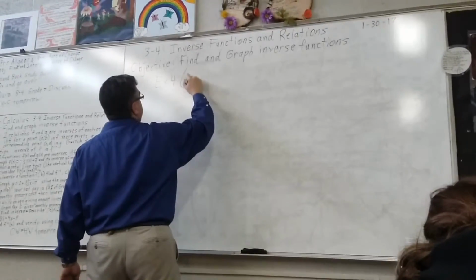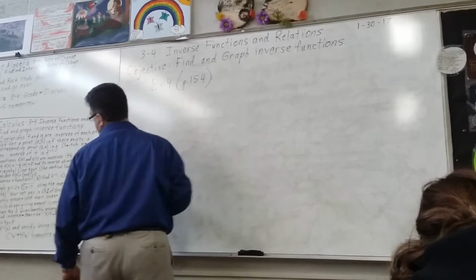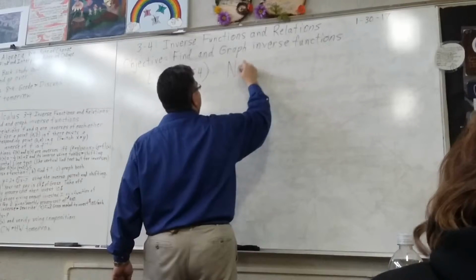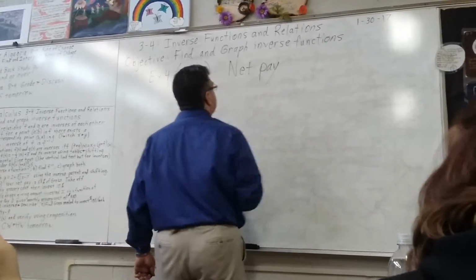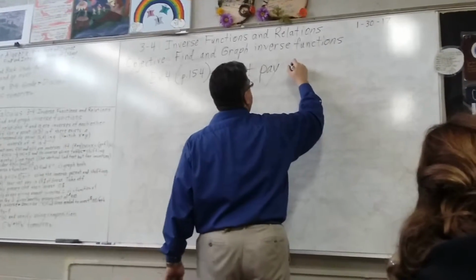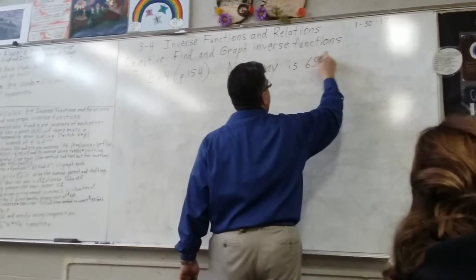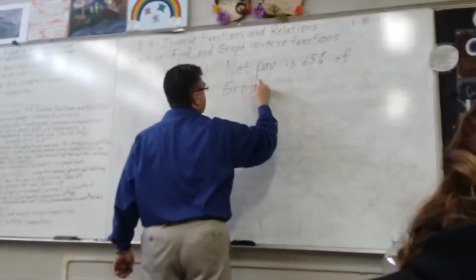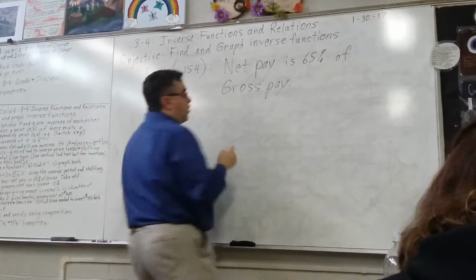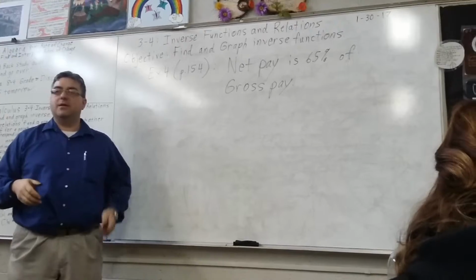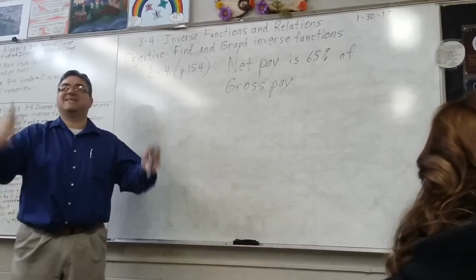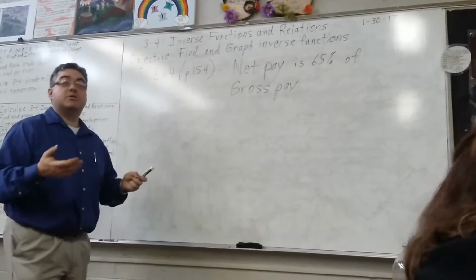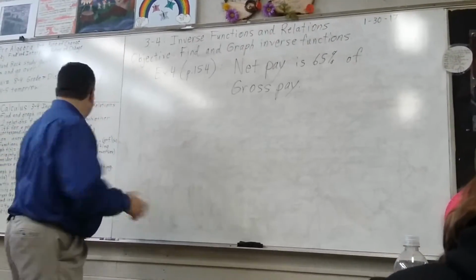Example 4, which is on page 154. Your net pay is usually about 65% of your gross pay. Your gross pay is how much you would get if they didn't take taxes out and Social Security and everything else. Your net pay is how much you actually get in your paycheck.